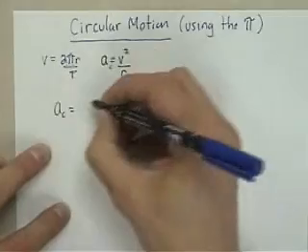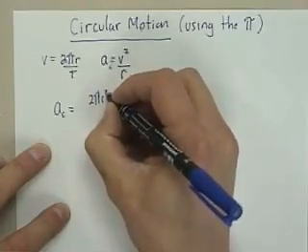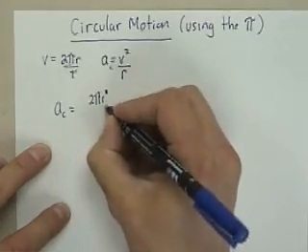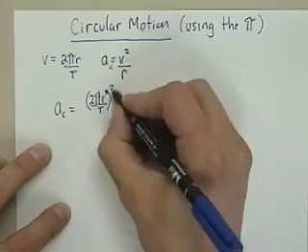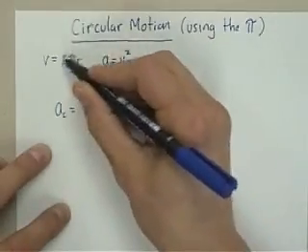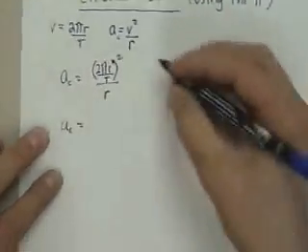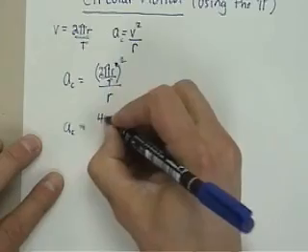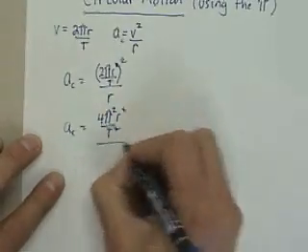So AC is going to end up being v squared. So that's 2 pi r over t, squared, over r. So there's my v squared over r. Now I'm going to go AC. I'm going to square everything in there, so I'm going to get 4 pi squared r squared over t squared, and that's all divided by r.